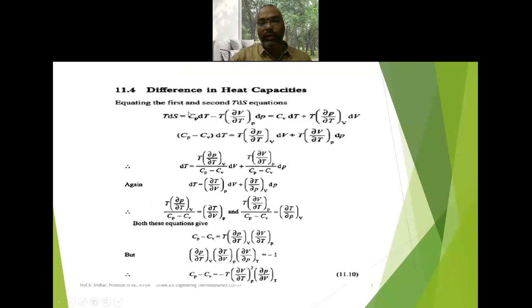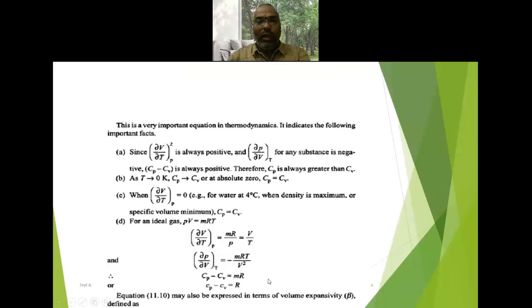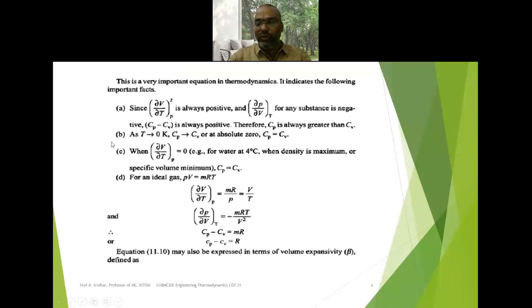Whenever you equate the first and second TdS equations, we get equation 11.10. Just by substituting all these things, we get Cp minus Cv equals minus T into (∂V/∂T at constant P) whole squared divided by (∂V/∂P at constant T). This particular equation is very important. What is the importance of this difference of heat capacities? What are we actually retrieving from this equation?